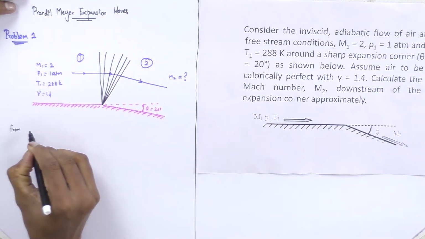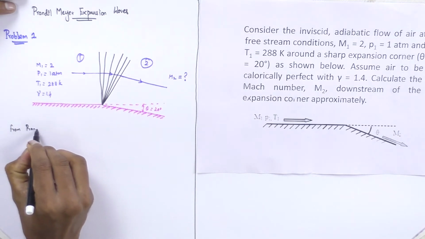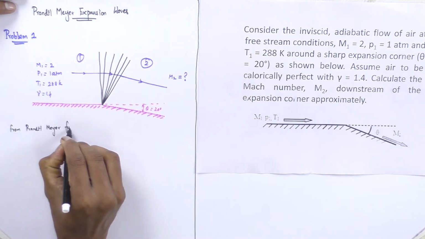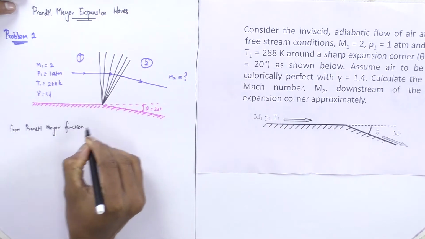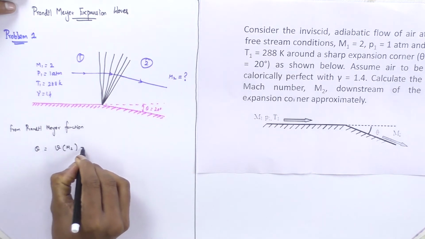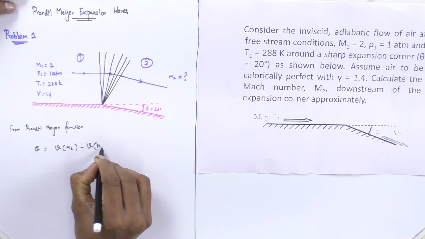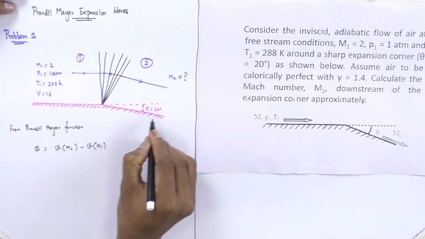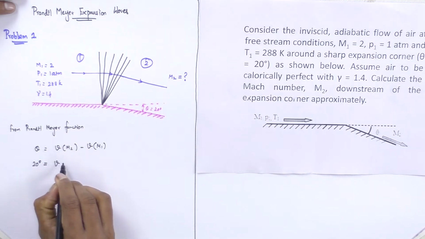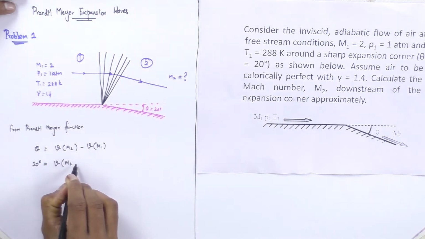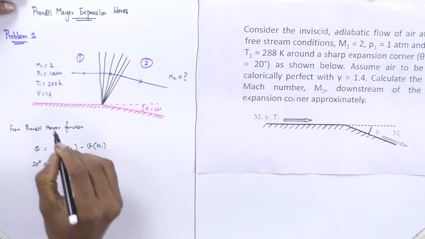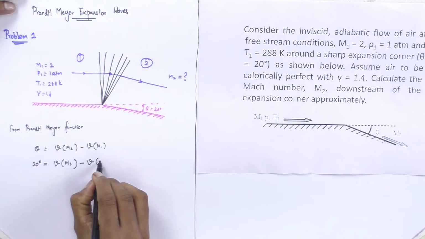From Prandtl-Meyer function, we have a relation. So we have a relation that is theta is equal to Prandtl-Meyer function of M2 minus Prandtl-Meyer function of M1. So where theta is equal to 20 degree, so 20 degree will be equal to Prandtl-Meyer function of M2. We don't know the value of M2 here, we need to calculate, minus Prandtl-Meyer function of M1. So where M1 is equal to 2.